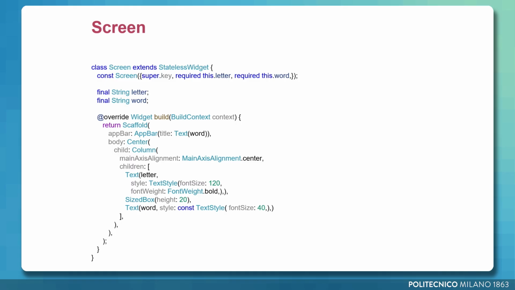After focusing on how to send data from a source route to a target route, the next lecture will explore the opposite, how a target route can return data to the source route.